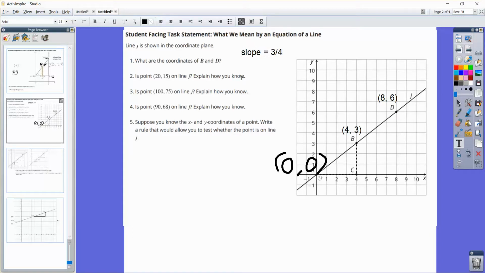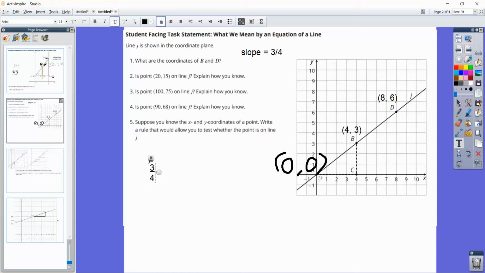Okay? So I can then look and say, well, does the point 20, 15 fit that ratio, right? If I go 15 on y, is that the same as going 20 on x if the slope is 3 over 4? So I can test really quick. There's a couple of ways you can go about this. One is to recognize that the y should be 3/4 of the x. Another way to look at it is if you set up a proportion. You can go 3 over 4.